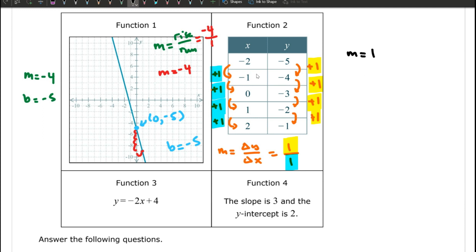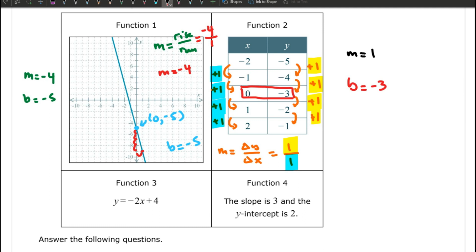1 over 1, which is 1. The y-intercept is a point on the y-axis, so x is always 0. In this case, you see 0, negative 3. That will be your y-intercept. So your b is negative 3.